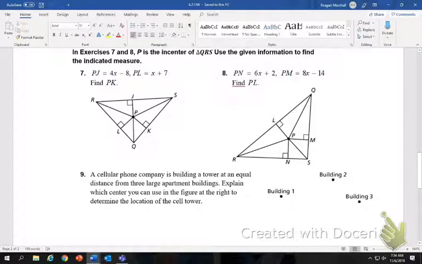Point P is the incenter of triangle QRS. Use the given information to find the indicated measure. So, incenter, remember from the center to the sides is congruent. So center to side, center to side, center to side. So you have PJ and you have PL and then you have PK. All of these are equal to each other. So if I found the length of either of these, it's the same as PK.